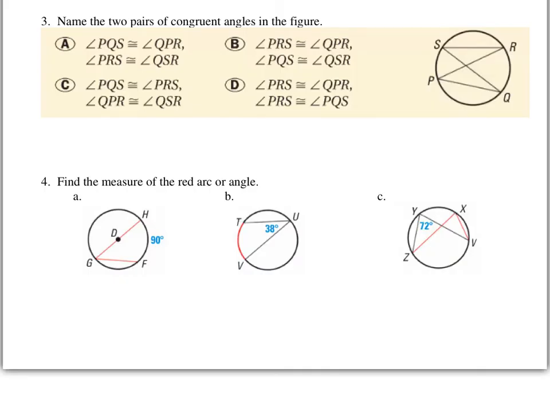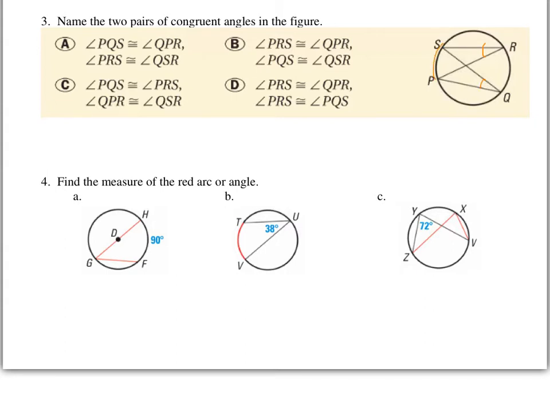All right, so our picture for number 3, when we look at it, we want to find two pairs of congruent angles in our figure. So let's just look at our picture to begin with. We should be able to notice that SRP, so angle R right here, should be congruent to my angle Q because they share this arc.